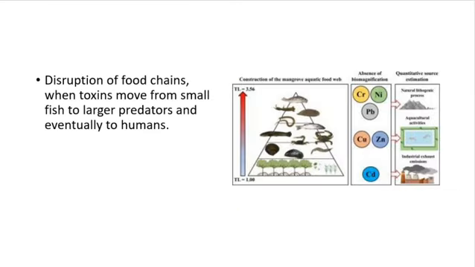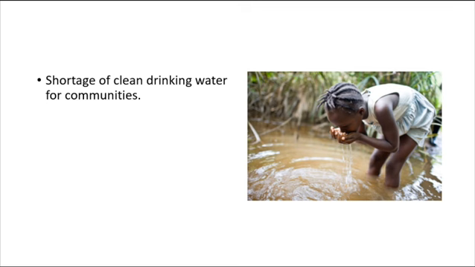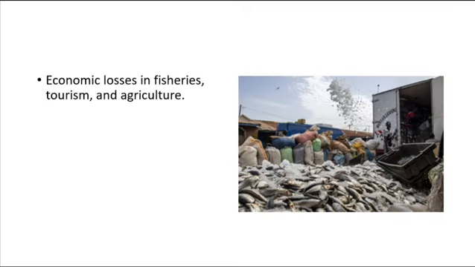Disruption of food chains, when toxins move from small fish to larger predators and eventually to humans. Shortage of clean drinking water for communities. Economic losses in fisheries, tourism, and agriculture.